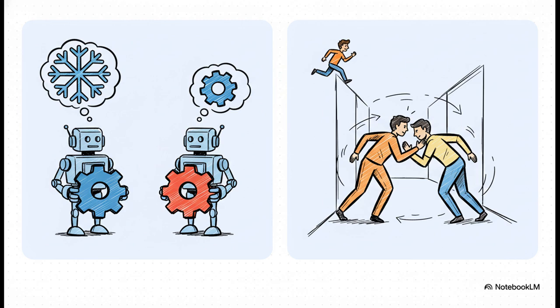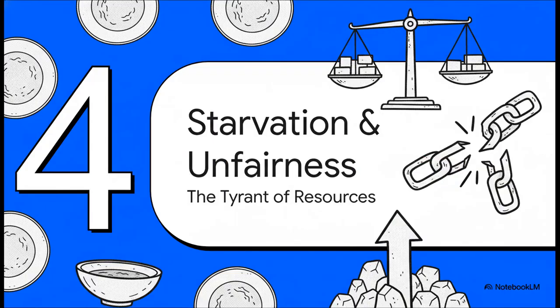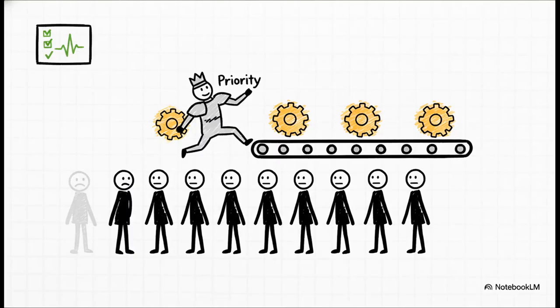They're moving, but they're getting absolutely nowhere. And that brings us to our third and final culprit, starvation. Now, this isn't about a system getting stuck in gridlock or spinning its wheels. This is about something more fundamental, plain old unfairness. Starvation is what happens when one poor process just never gets the resources it needs to do its job. Why? Because other, maybe higher priority or just luckier processes always jump the queue and get served first.